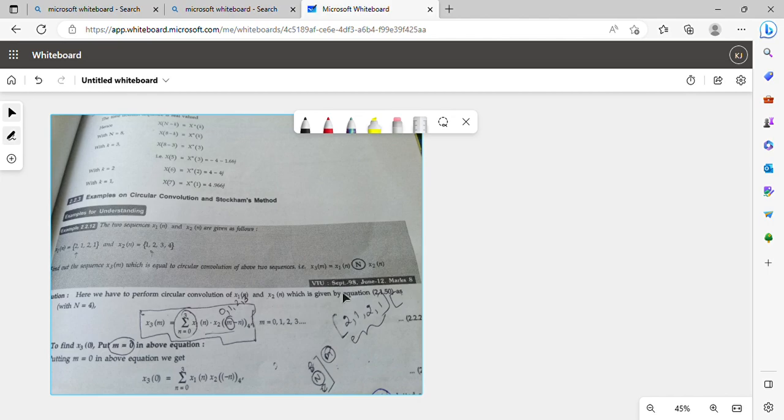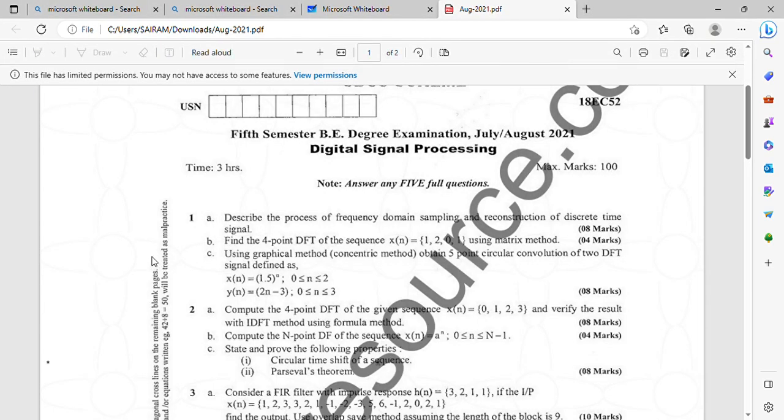You might feel this was asked in the year 98 and in the year 2012 for 8 marks, but no, it has been asked for you people also. How? I'll tell you, just a minute. See, this question asks you to find it using the concentric circle method. That is the circular convolution method. The circular convolution method is only the concentric circle method. Yes, that is what is asked for.